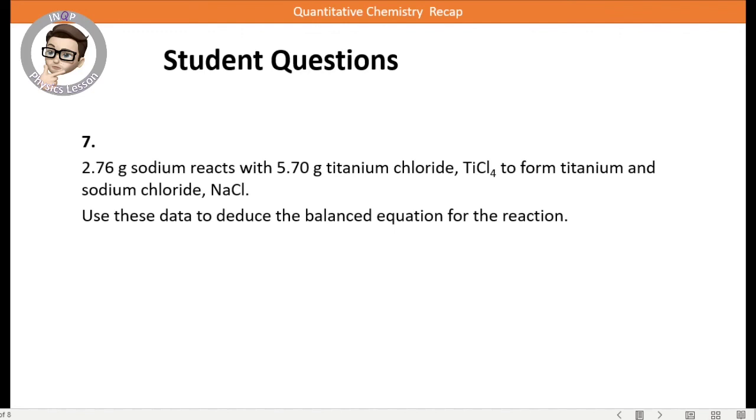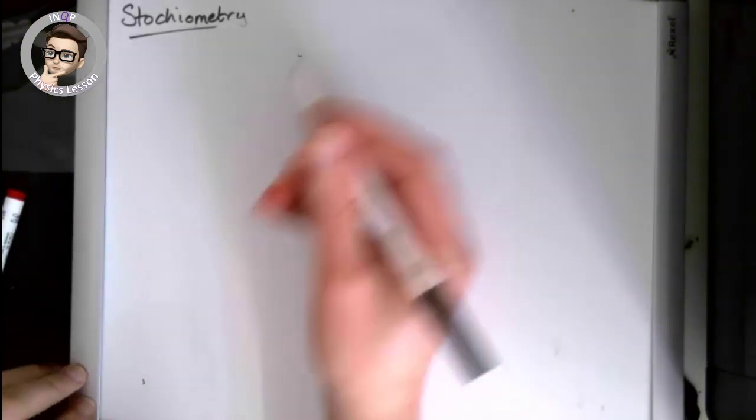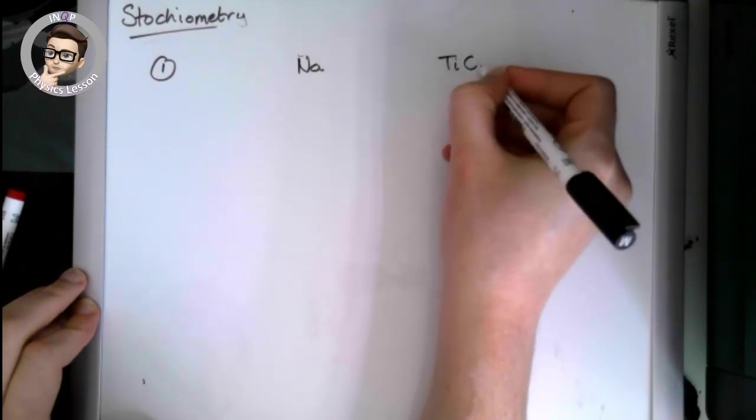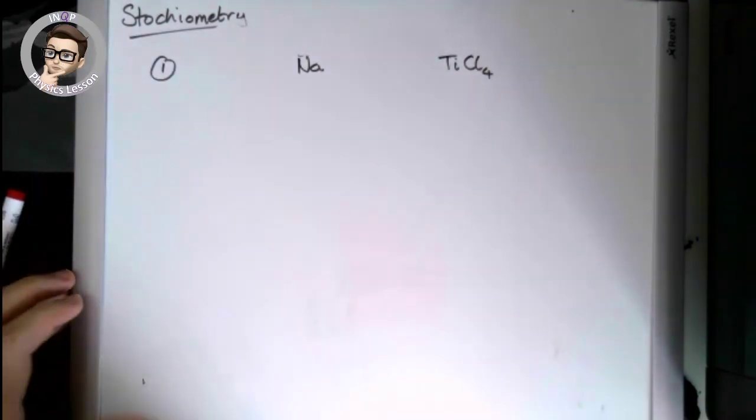Okay, so once you've had a go at that and you've paused the YouTube to have a go at it, let's try and do this together. So come back to the visualizer and let's first of all do the easy part. I know that sodium is reacting with titanium chloride, so let's do step one, which is to write down what I know. I know sodium and I know titanium chloride, TiCl4.